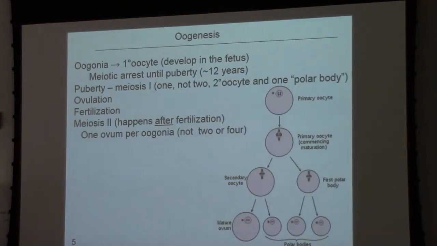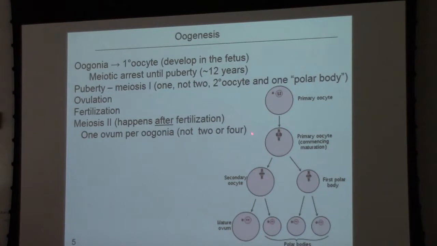Then the hormonal changes that happen at puberty, age 11, 12, 13, start or continue the process of oogenesis. So oogenesis starts in the fetus, is arrested for 12 years or so, and then is allowed to continue during puberty. After puberty, meiosis I happens. So this is going from a diploid stem cell or precursor cell into starting to become a haploid gamete.